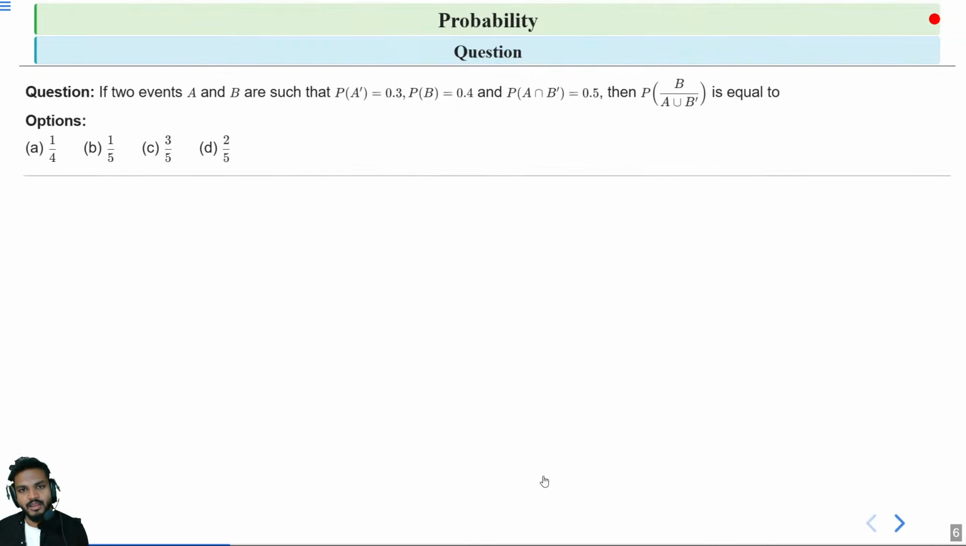Next question. If two events A and B are such that probability of A complement is 0.3, probability of B is 0.4, and probability of A intersection B complement is 0.5, then what is the probability of B given A union B complement? Options are option A 1 by 4, option B 1 by 5, option C 3 by 5, option D 2 by 5. Okay, so try this question.